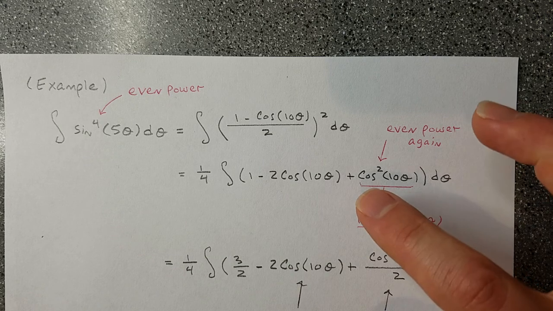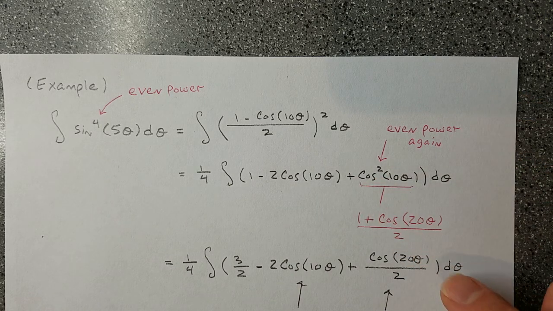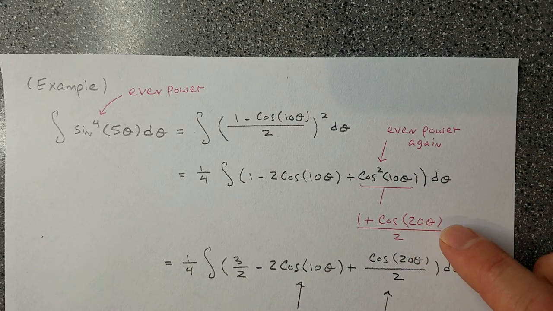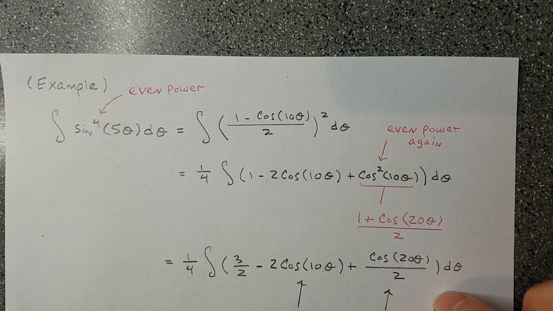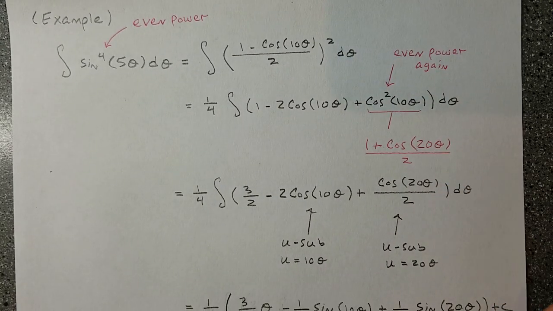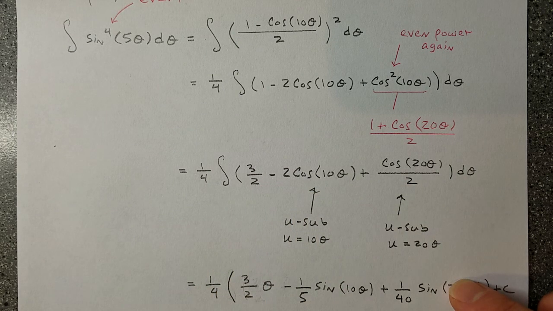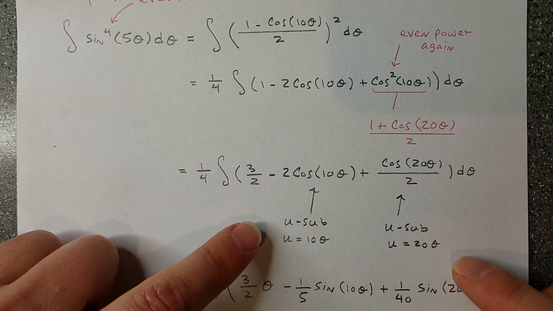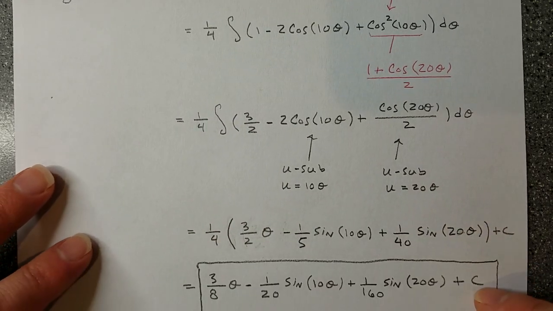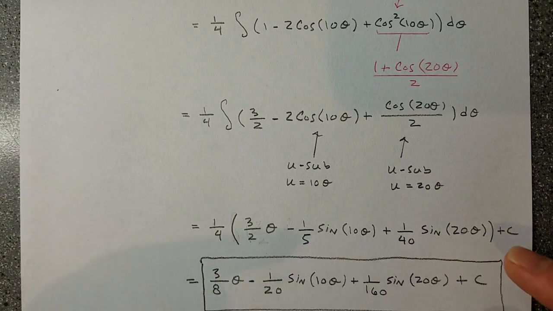I'll get another even power of cosine right there. I'll repeat use of my identity. And I'll get down here. Okay. So once I get here, this and that are different u substitutions. I indicated what they are. And this is what I would get from those.